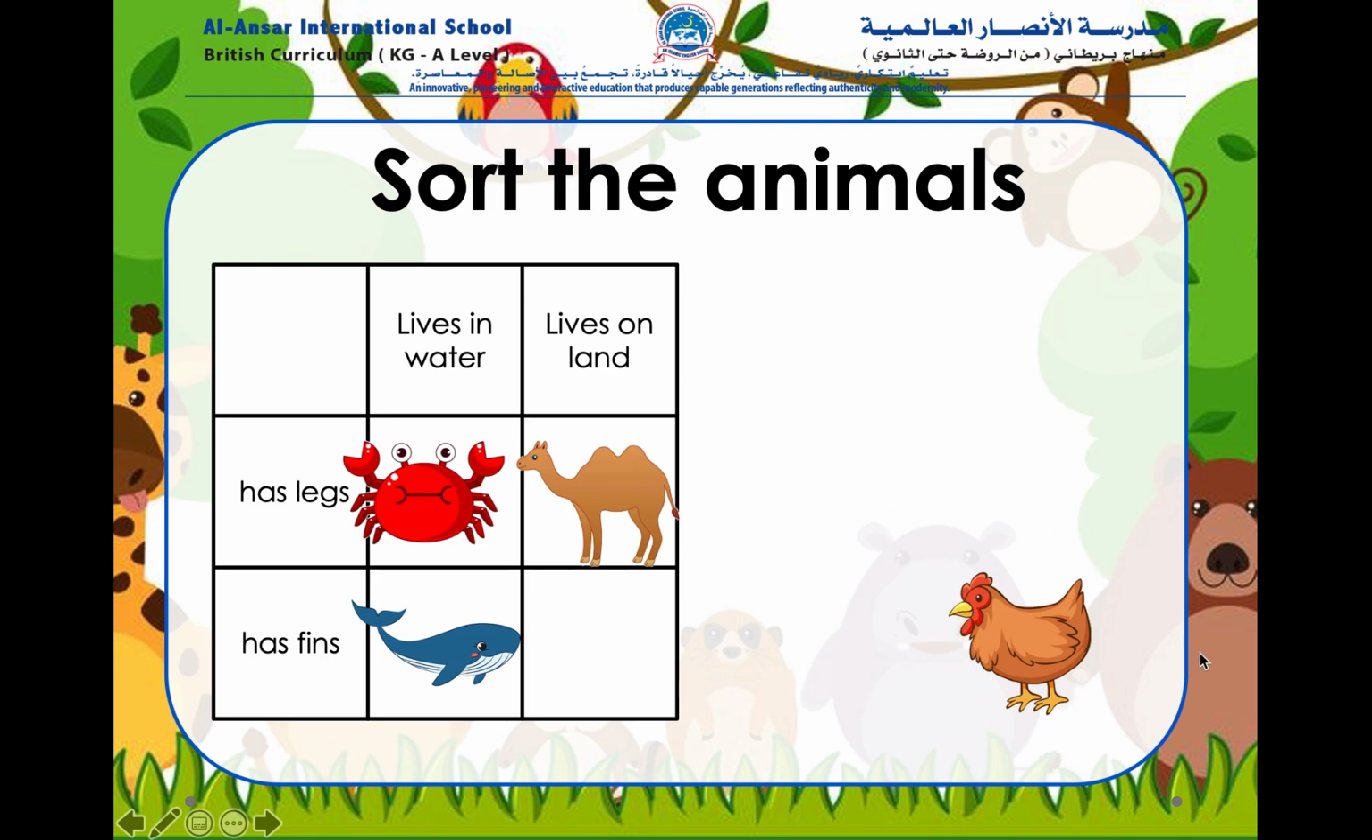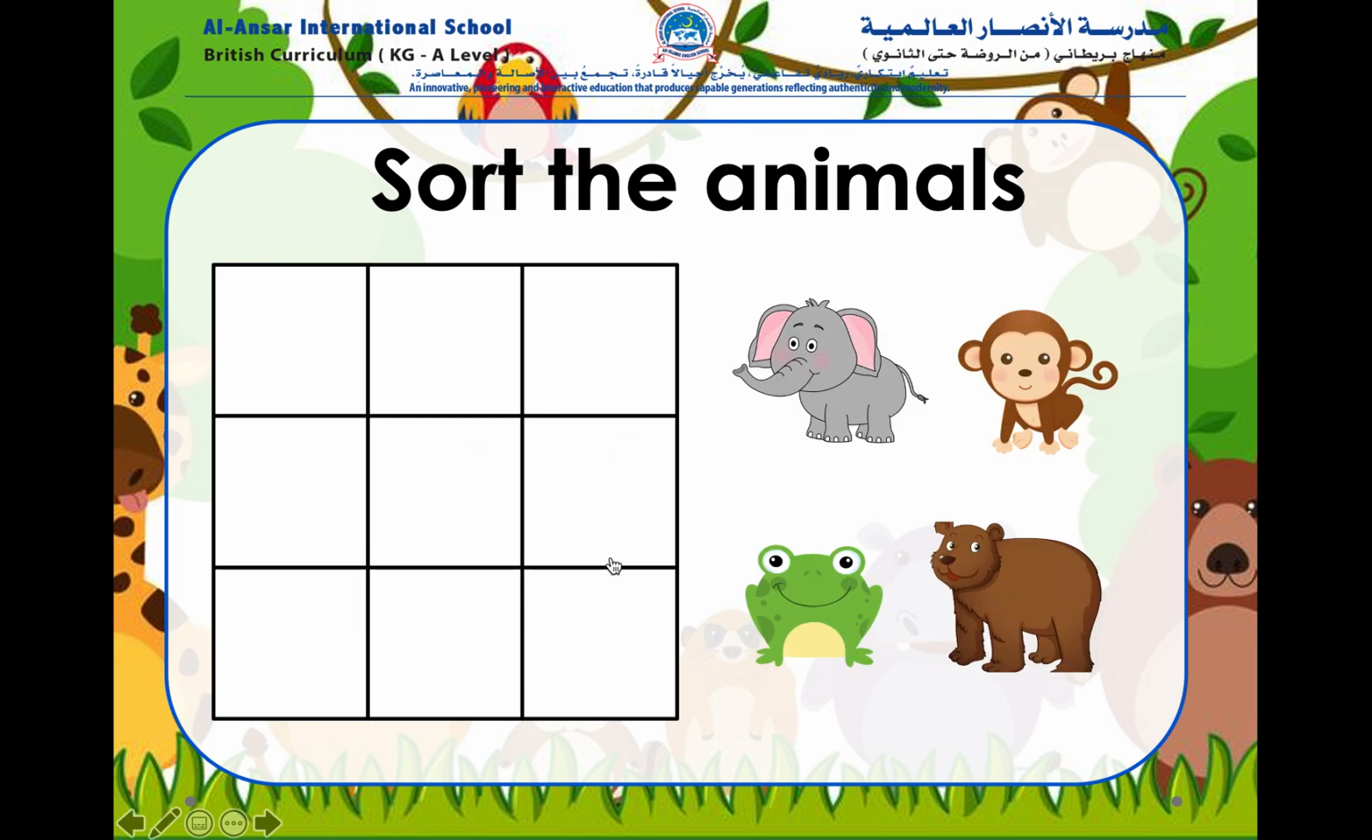Now let's look at the last animal. Does this animal have legs? Yes, it does. And does it live on land or in the water? It lives on land. So we're going to put it in the block that says lives on land and has legs. Remember, we can have more than 2 in one block, and we can also have blocks that are empty. Try sorting out these animals on your own, in your own way. You can come back and check if your answers are correct.